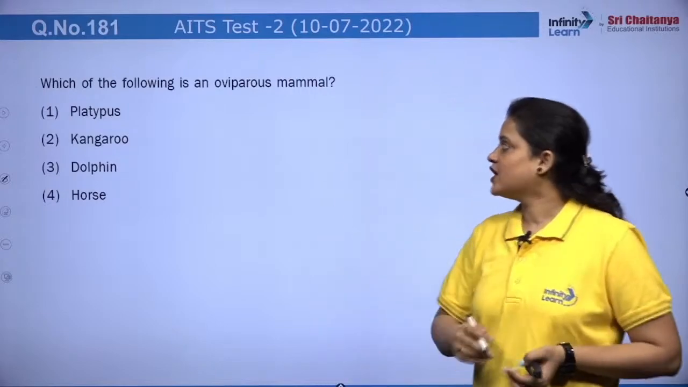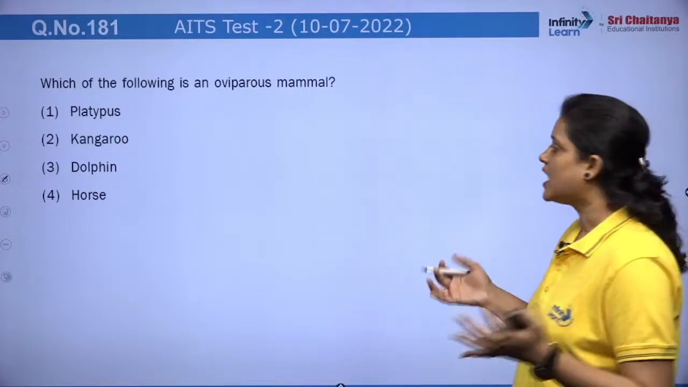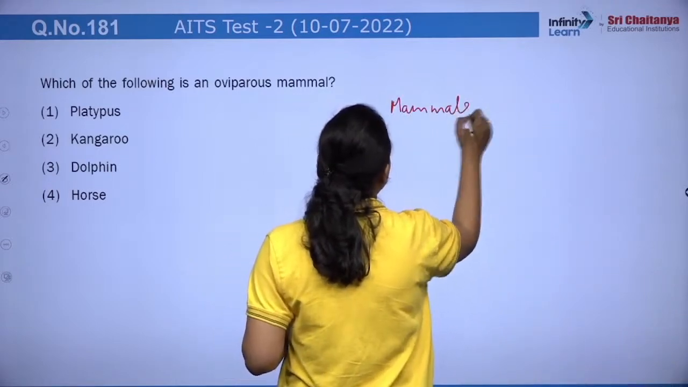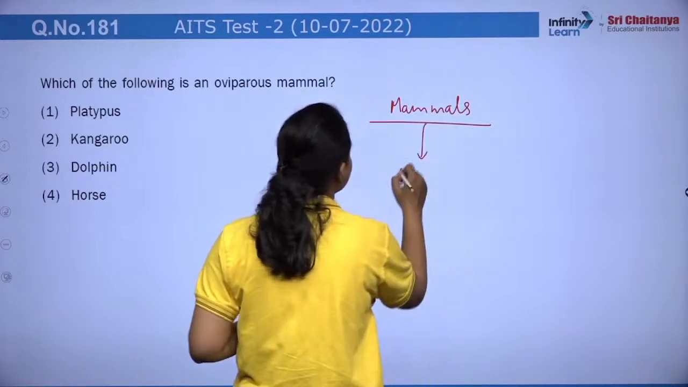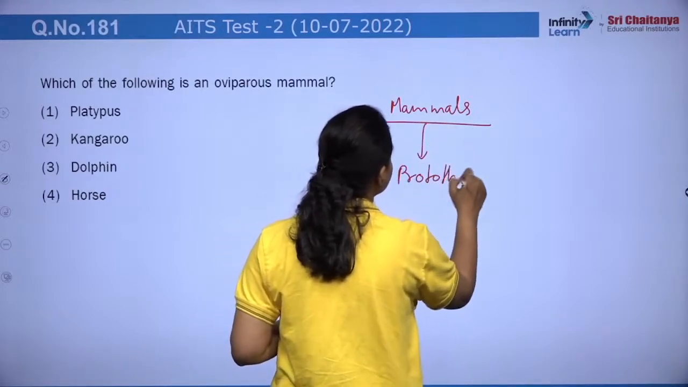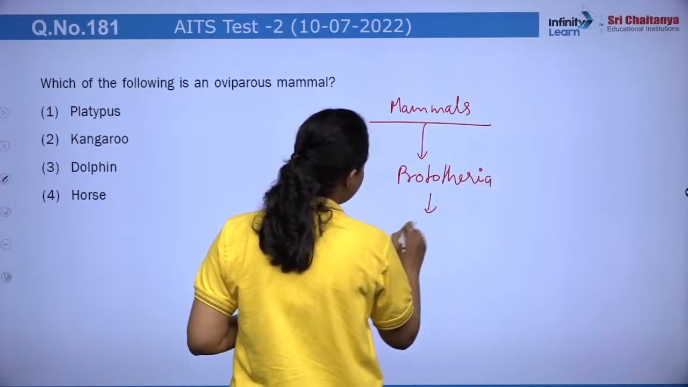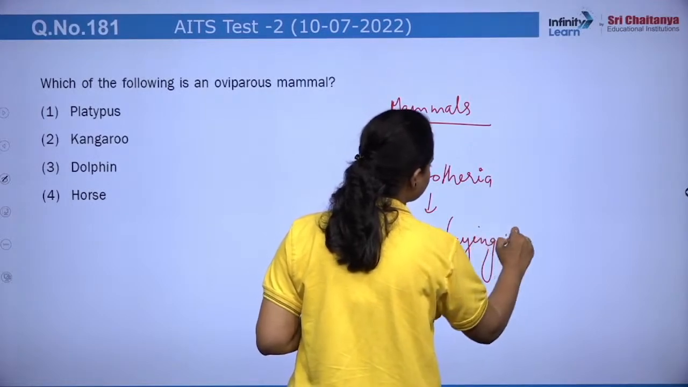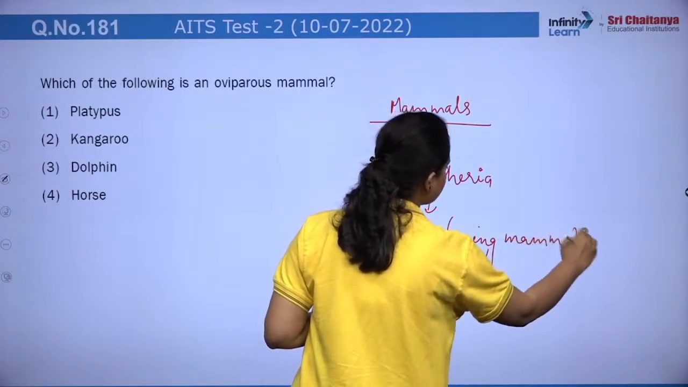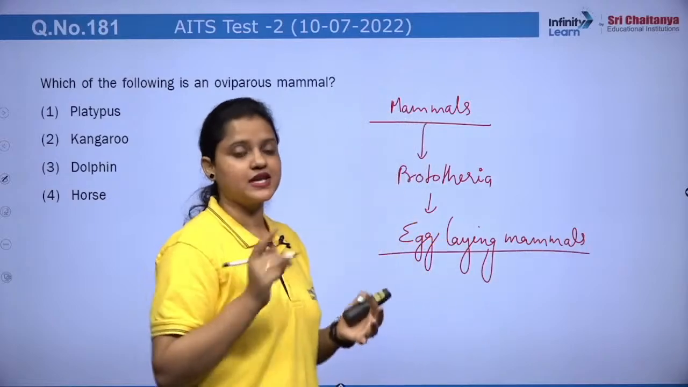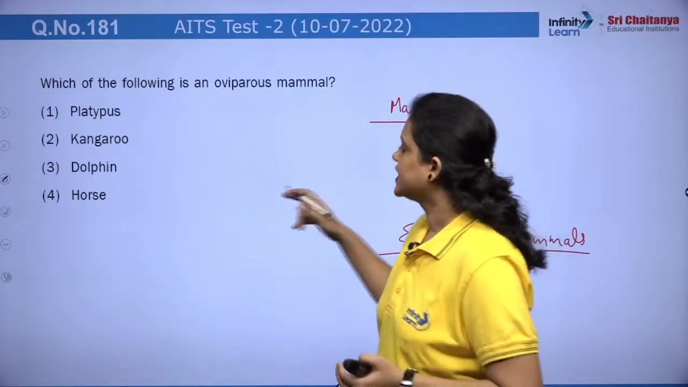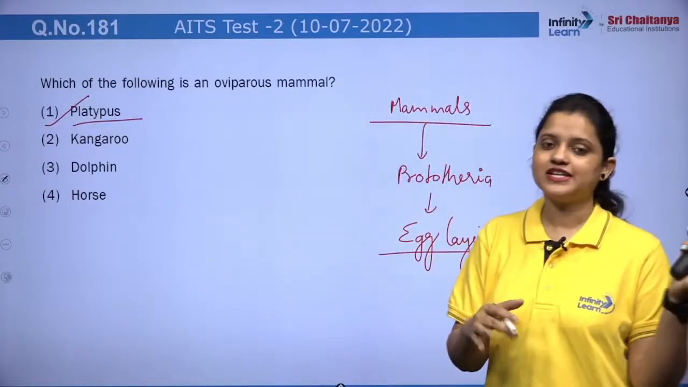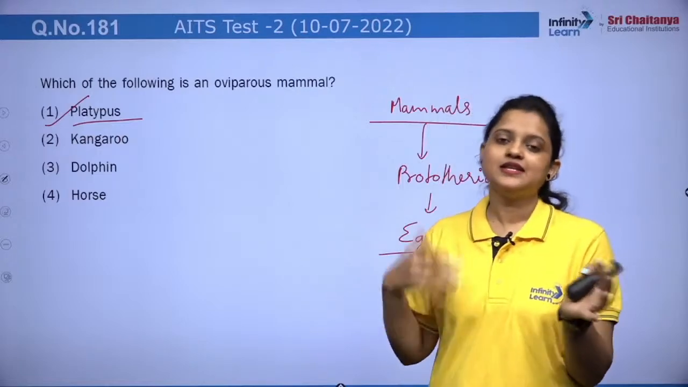Which of the following is an oviparous mammal? We know mammals are of 3 types: Prototheria, Metatheria and Eutheria. Prototheria are the ones which are egg-laying mammals. One is Ornithorhynchus or platypus, another one is Echidna. So here the correct option will be platypus, which is an egg-laying mammal. They have mammary glands for feeding their young ones, but they lay eggs.